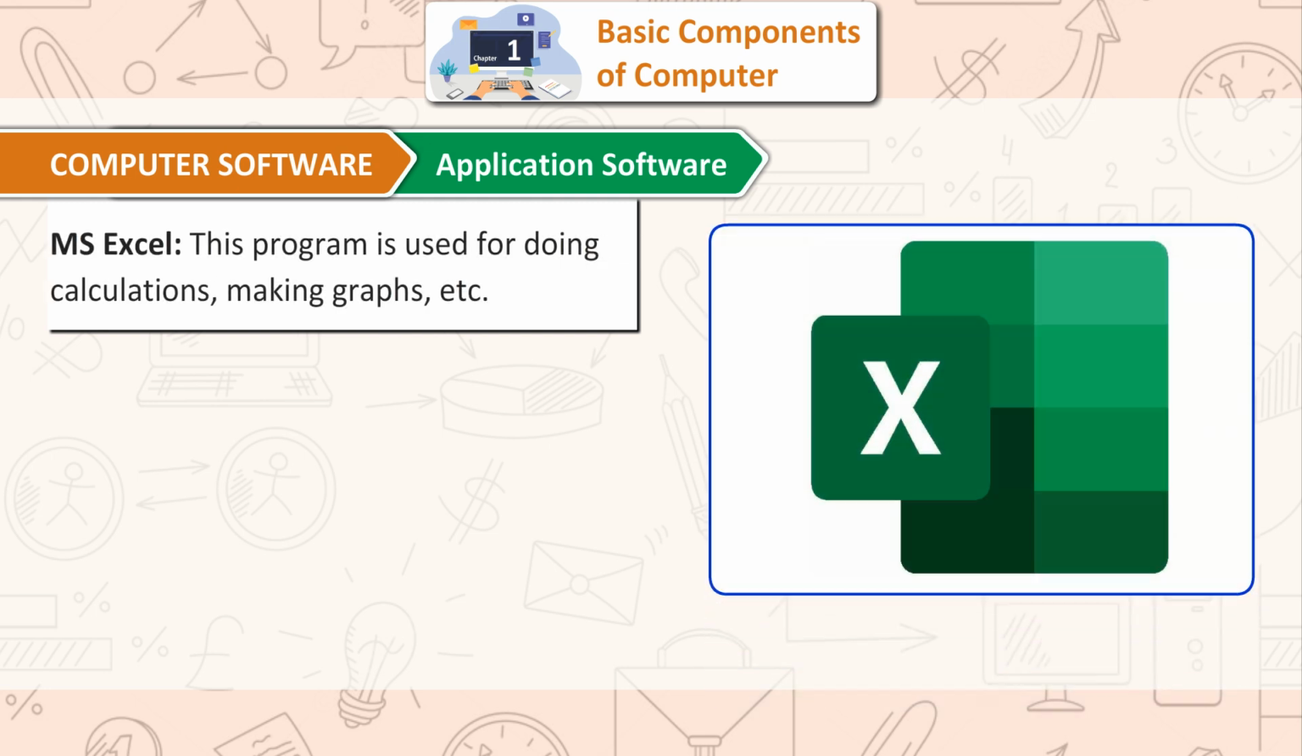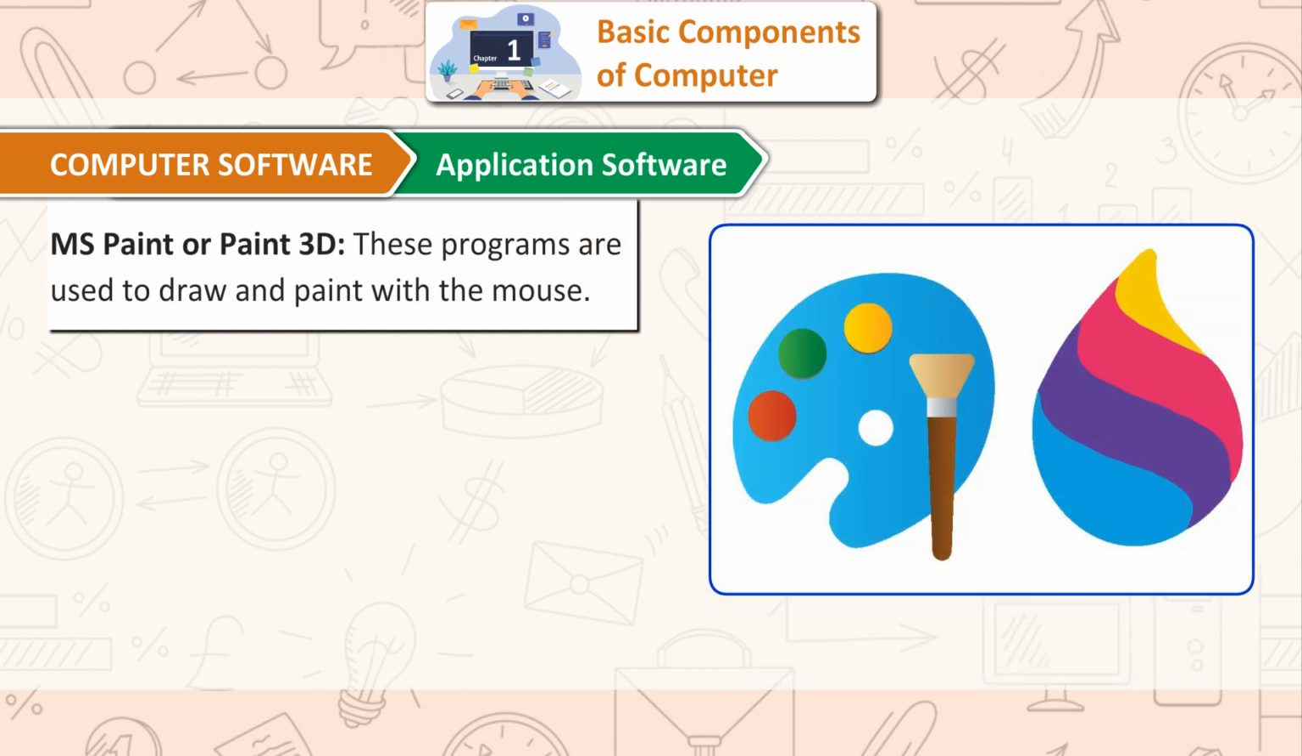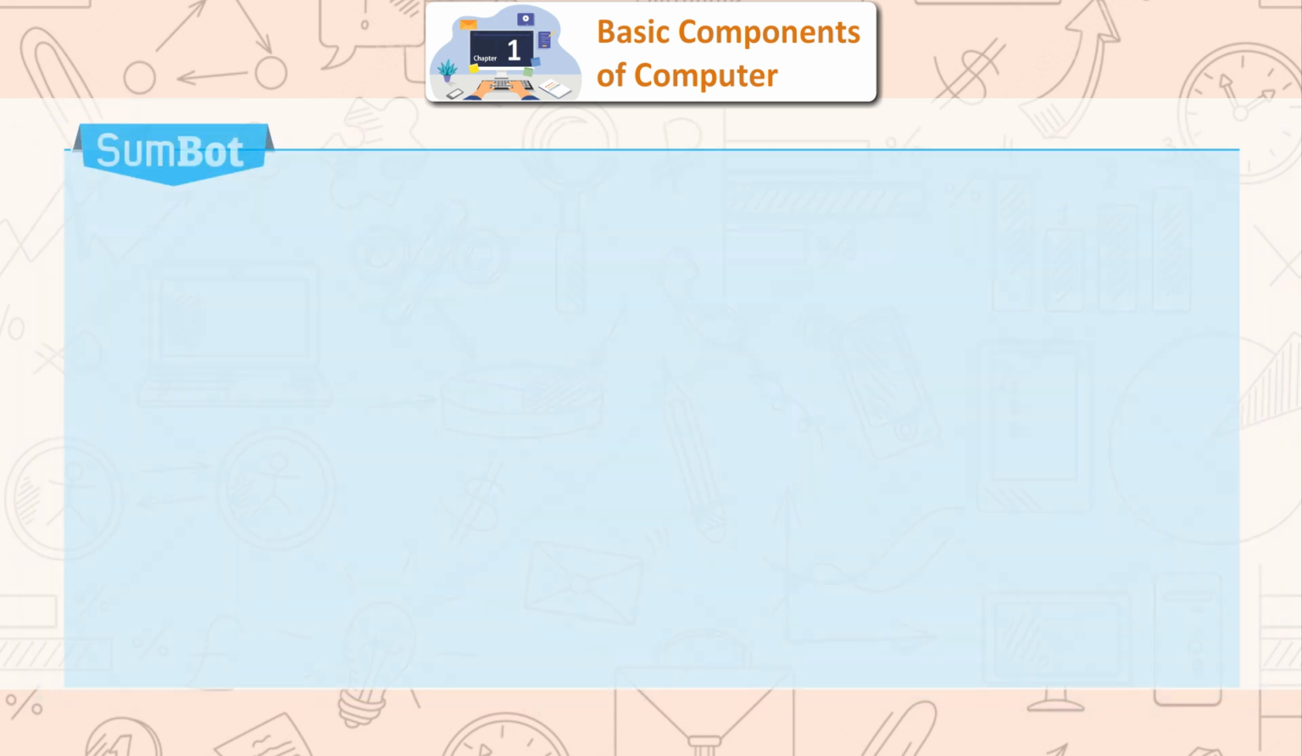MS Excel. This program is used for doing calculations, making graphs, etc. MS Paint or Paint 3D. These programs are used to draw and paint with the mouse.